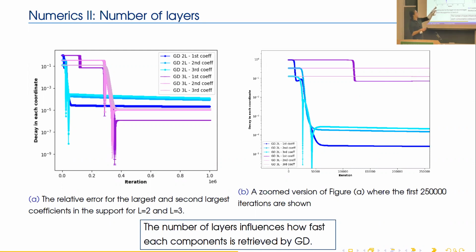You can see, I mean, we are still trying to understand that, but first, second, and third here mean I'm starting from the largest one. So first means the largest coefficient different from 0. They go down for 2 layers before compared to the 3 layers case, but then with 3 layers we are more precise. The more layers we have, the more computational effort we have, but the more precise we are. And here's just a zoomed version, the first 250,000 iterations of this plot here.